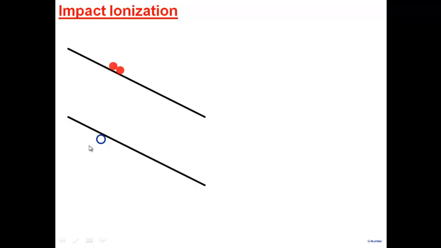A generation of an electron hole pair has occurred through a process of impact ionization. The electron transferred its energy to the lattice and created this here. This, of course, you would expect to vary with the electric field. The larger the electric field, the more the impact ionization. And we describe this particular process using this equation here.